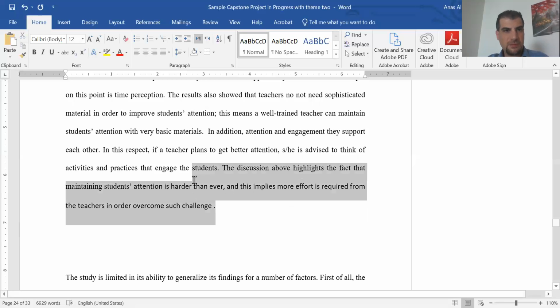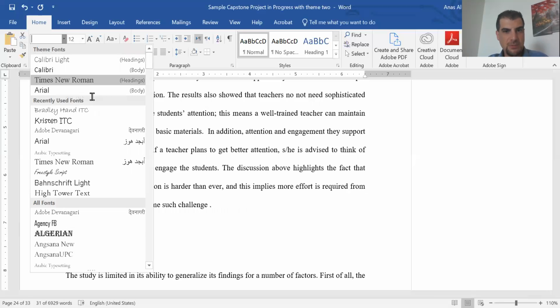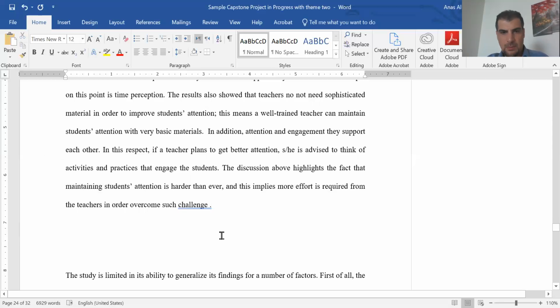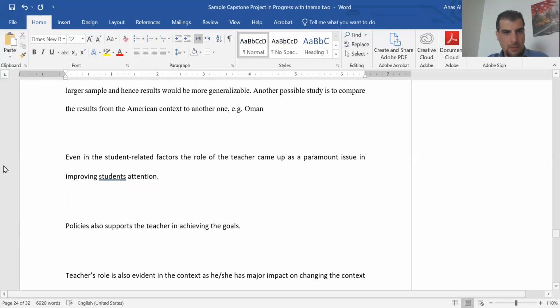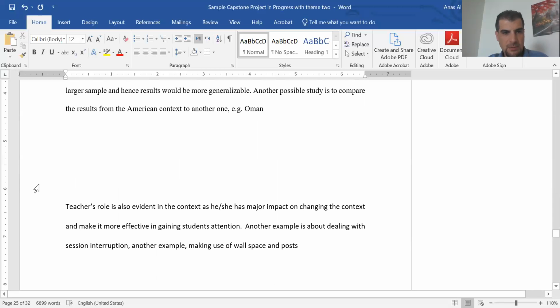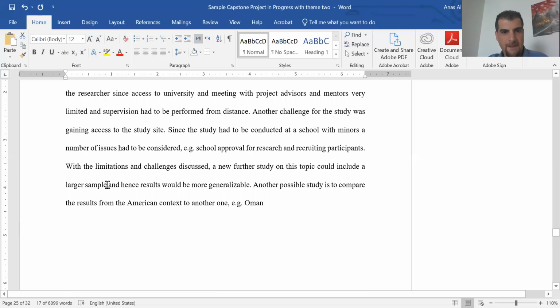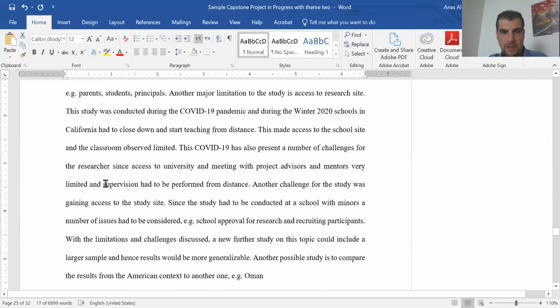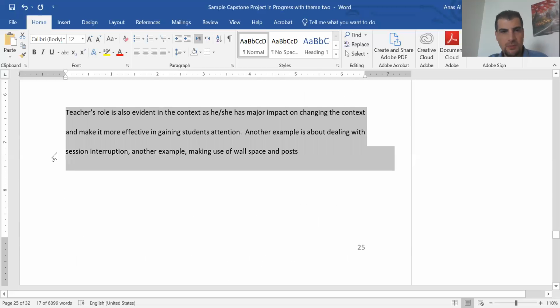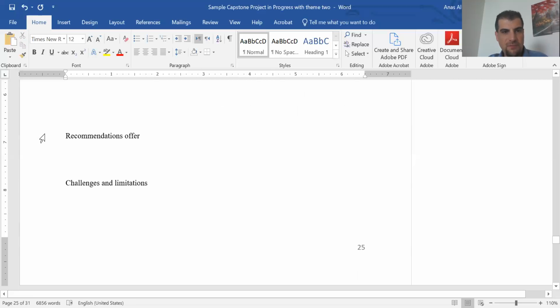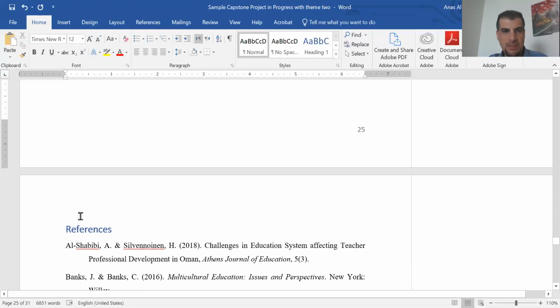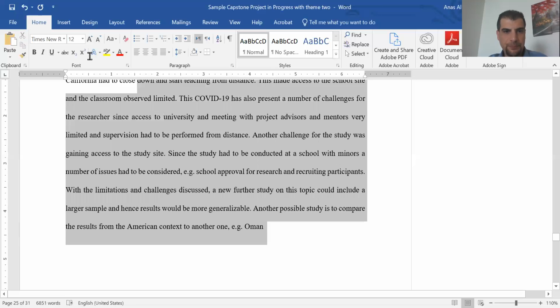Of course, here the font is changing. I'll keep it the same, which is Times New Roman. Here, okay, I already talked about this. Policies, I talked about this. Teacher roles is evident in the context. Is here in changing context. I'm making it more effective. Okay, I think I already talked about something similar, so there's no need. Recommendations: I offered recommendations, challenges, and limitations. I already talked about that. So I think I'm done now.